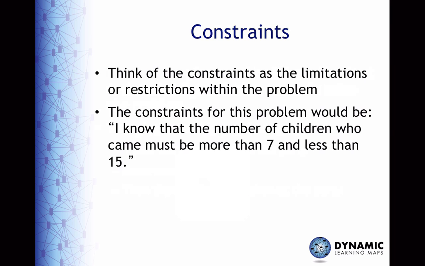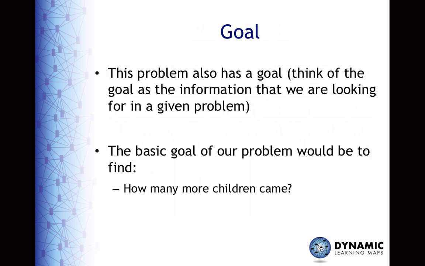Think of the constraints as the limitations or restrictions within the problem. The constraints for this problem would be, I know that the number of children who came must be more than 7 and less than 15. This problem also has a goal. Think of the goal as the information that we are looking for in a given problem. The basic goal of our problem would be to find how many more children came.